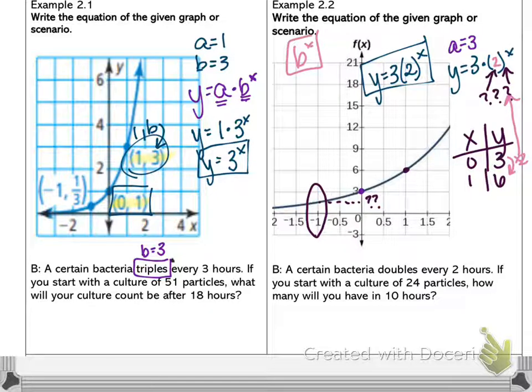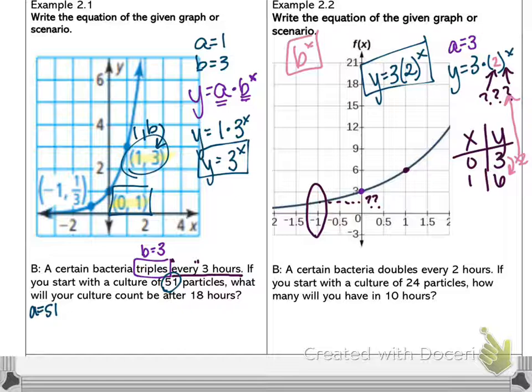This word every is significant. So I'm just going to hold off on this information for a second. If you start with a culture that is 51 particles, all right, that is my starting amount. All right, and as I said before, your starting amount is going to be A.